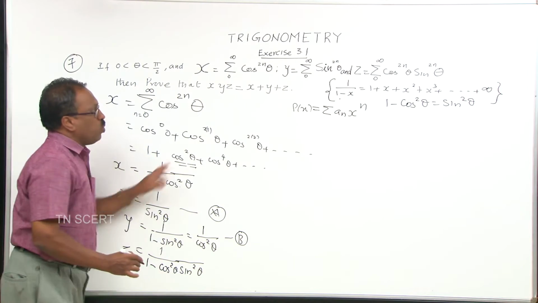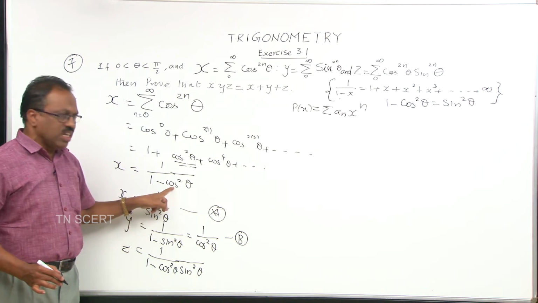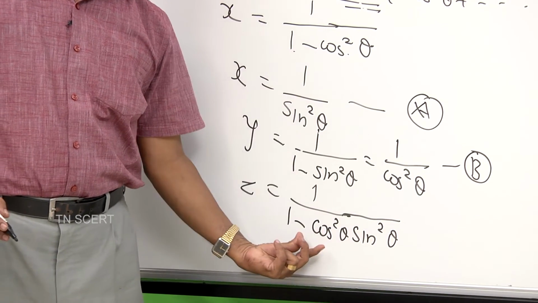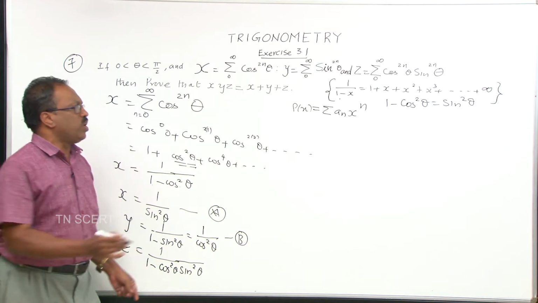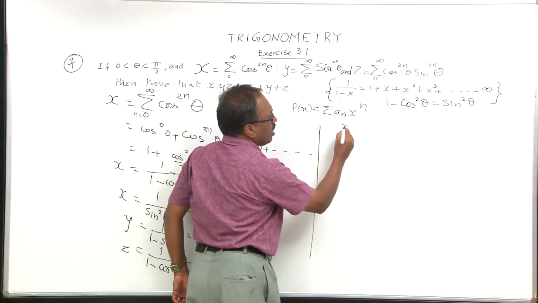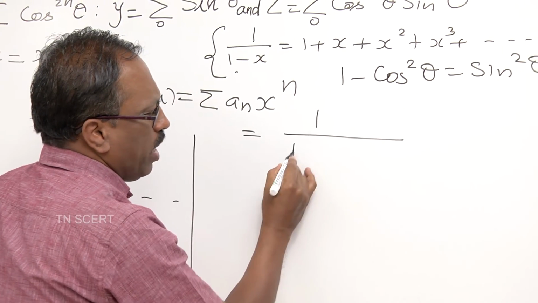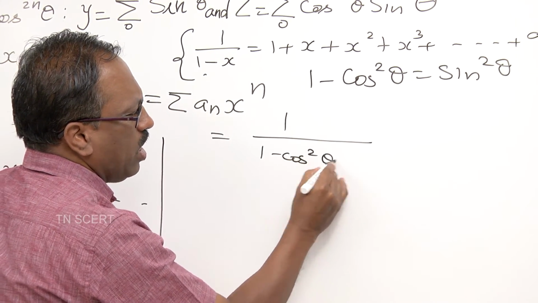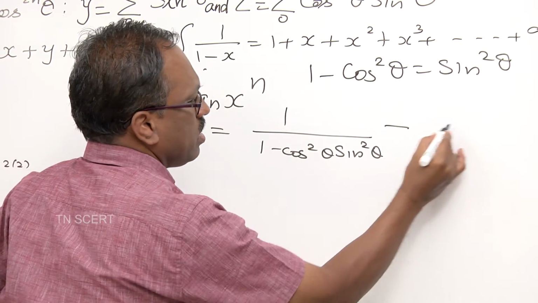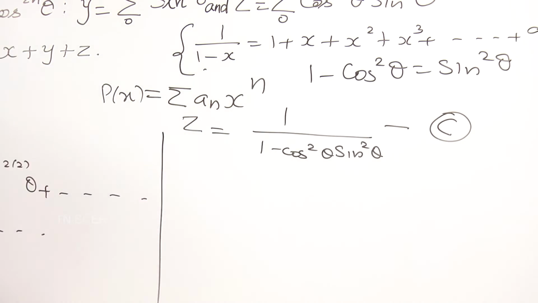Previous terms are not like that; only one term existed and we got one result. Now it is two terms, so I have written 2 now. That is cos square theta and then sin square theta. Now how will that term go? It is 1 by 1 minus cos square theta sin square theta. That is for z. Take it as result c.